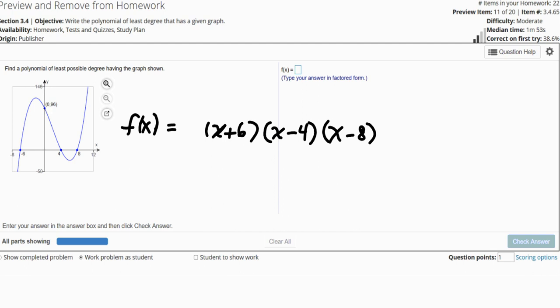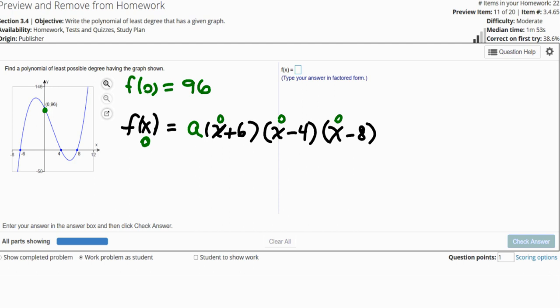So far I've got most of my function here, but there's another part that we have to pay attention to, and that is this y-intercept. Well, what we notice here is that f of 0, whenever x is 0, the y value is 96. So I need this polynomial to satisfy that condition. And the way we'll do that is we'll put a constant here, and then we will figure out what that constant should be. And since this is whenever x is 0, I can replace all my x's with a 0.